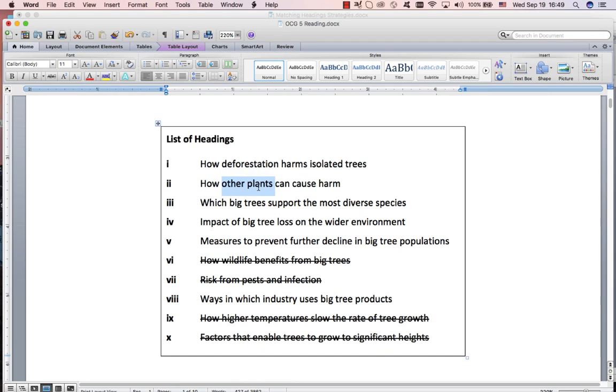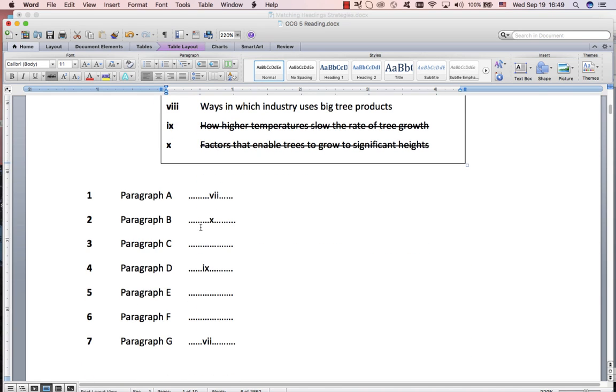Deforestation, no. There we go. It's negative, and we saw from the structural language 2 examples of other plants that caused harm. So I'm quite confident about that. Let's check. No, and no. So that's fine. It's negative and structural language. Those are the 2 things that helped us there.